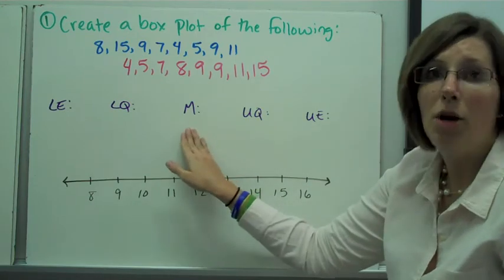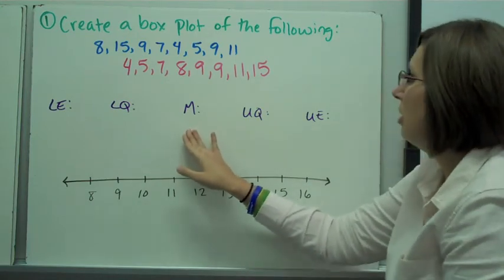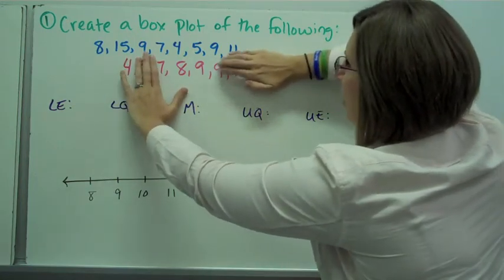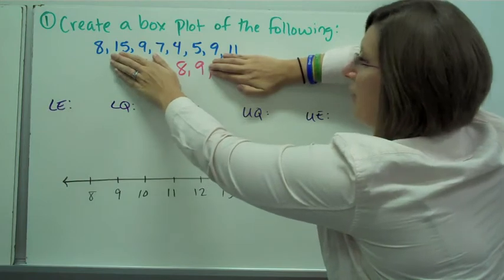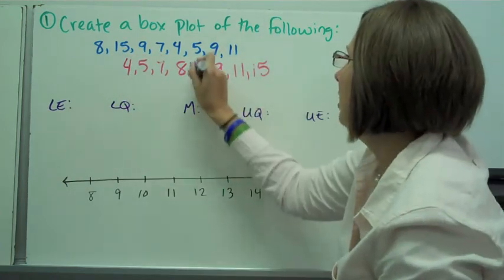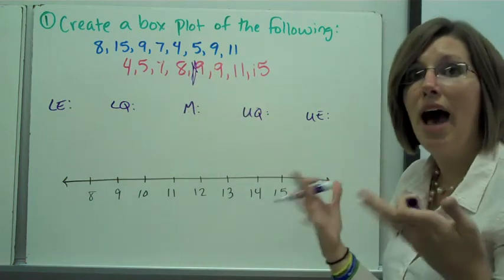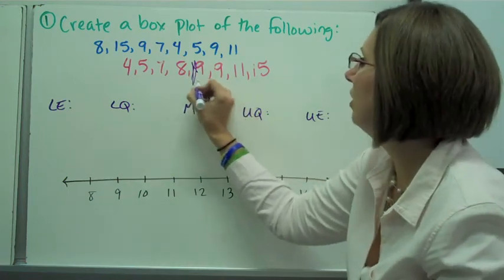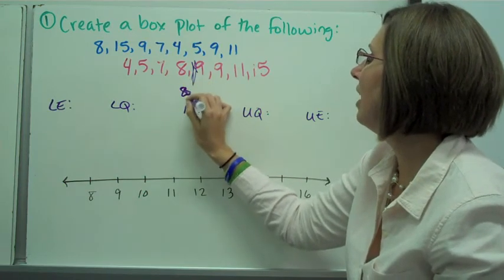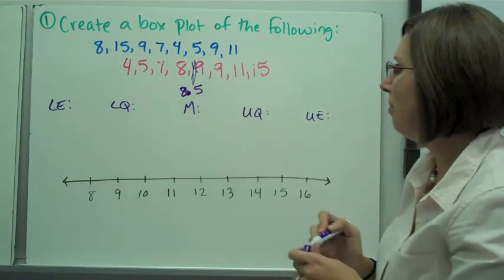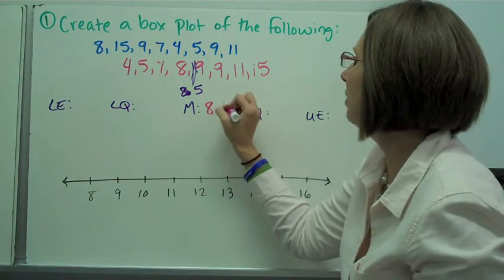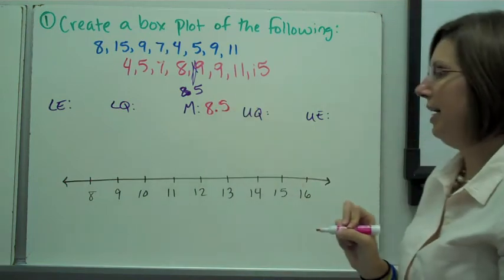First, we're going to find our median, our middle number. You can use your hands and cover up the first number and the last number until you get to the very middle. If you have 2 numbers in the middle, you're actually going to need to find the average of those 2. Halfway between 8 and 9 is 8.5. So my median here is 8.5, the number halfway between 8 and 9.